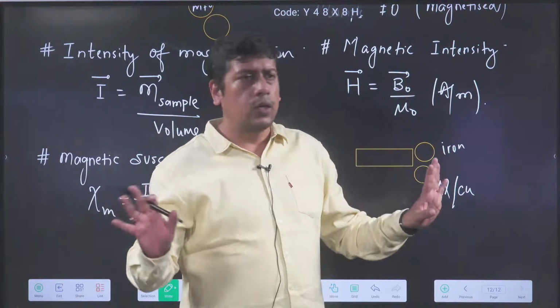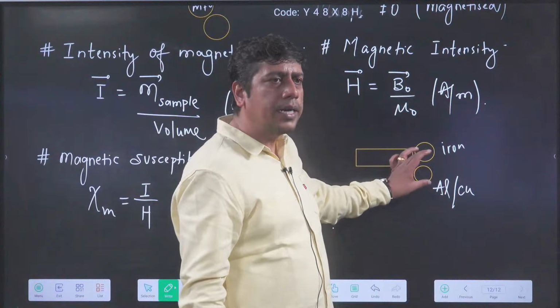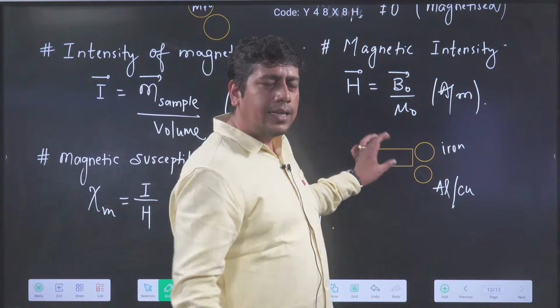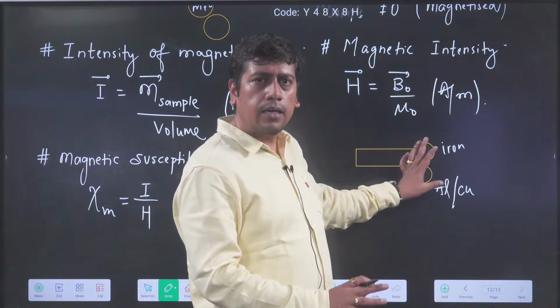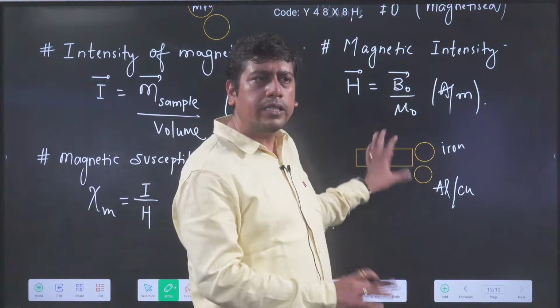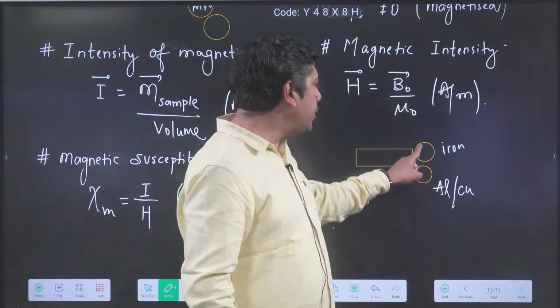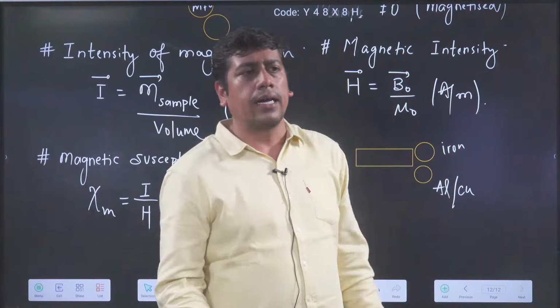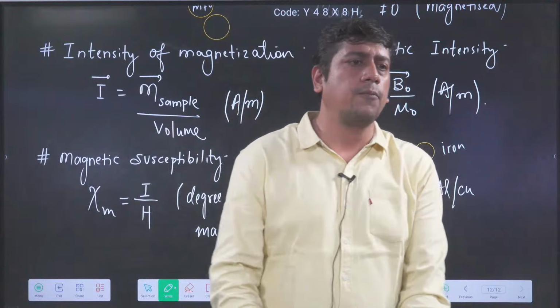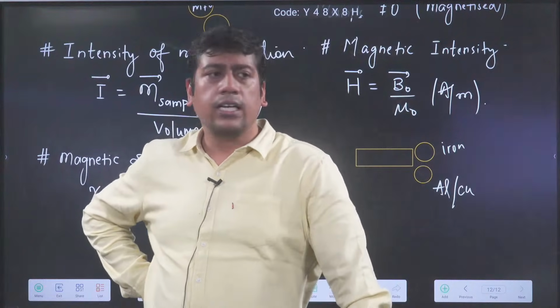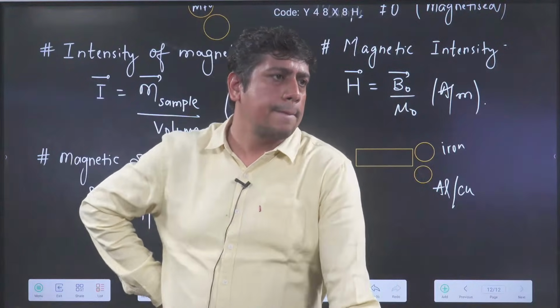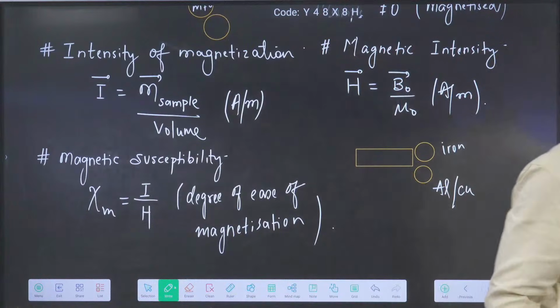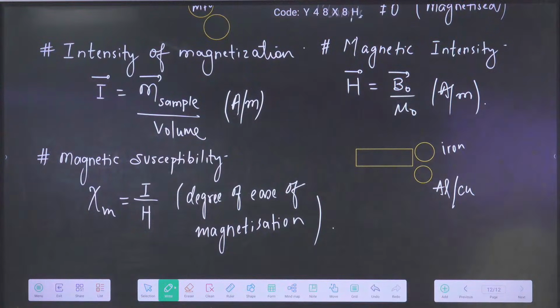Now you tell me, if you keep both materials in the same magnetic field, in the vicinity of the same magnet, which one will behave like a stronger magnet, iron or aluminium? The same question I asked. Which one will behave like a stronger magnet? Come on, tell me first.